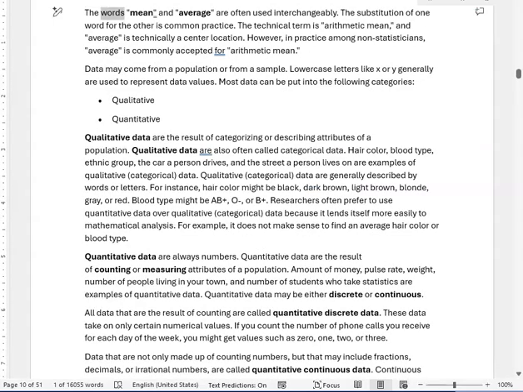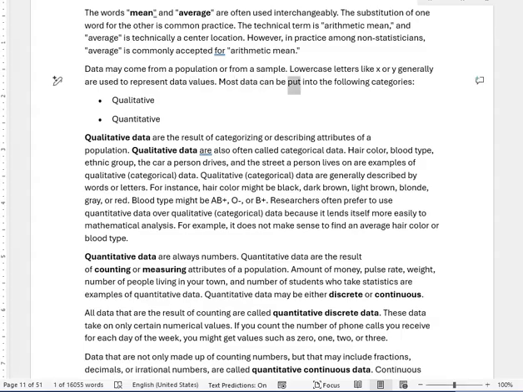Note: the words mean and average are often used interchangeably. The substitution of one word for the other is common practice. The technical term is arithmetic mean, and average is technically a center location. However, in practice among non-statisticians, average is commonly accepted for arithmetic mean. Data may come from a population or from a sample. Lowercase letters like x or y generally are used to represent data values.